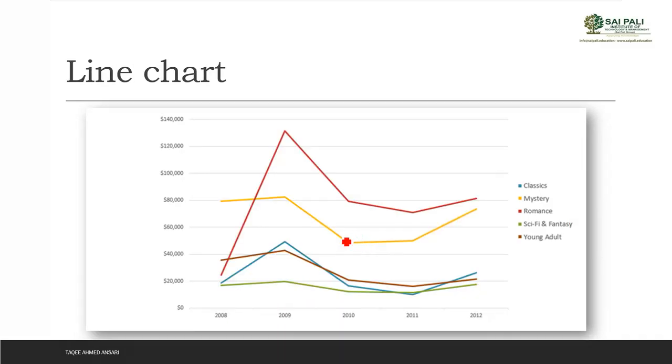We can even use a line chart for the same kind of data. Line charts are very helpful to illustrate trends. You can see the trends easily, like this romance. Romance books from 2008 to 2009 are going very high, then after that it is going down, and then it is going high again. So we can guess the trend with the help of this line chart, and easily illustrate the trends.